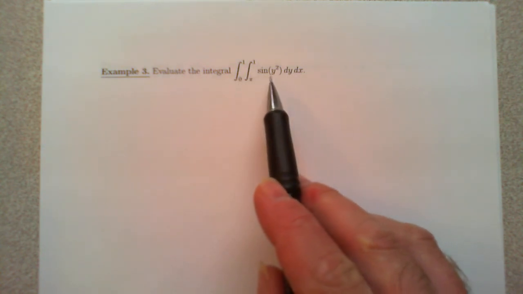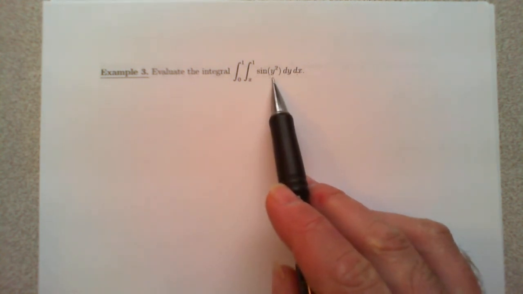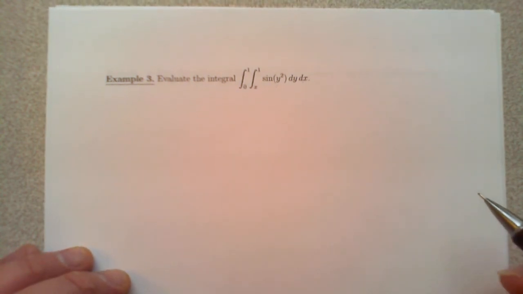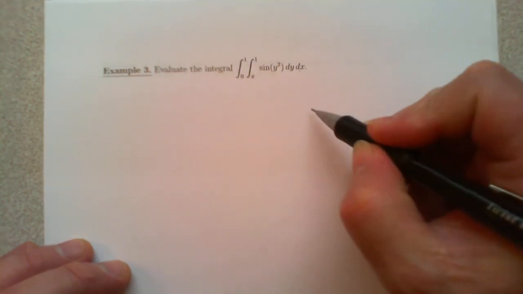So this is a situation where you're going to want to use Fubini's theorem, which is going to allow you, since that function's continuous, to switch the order of integration in hopes that you could figure this out. So to start something like that off, let's first figure out what region this is over.